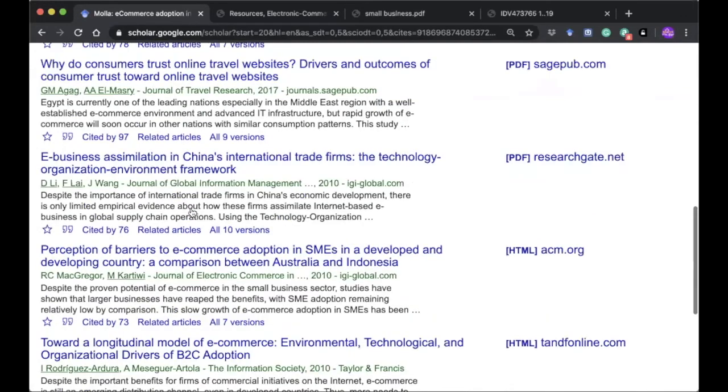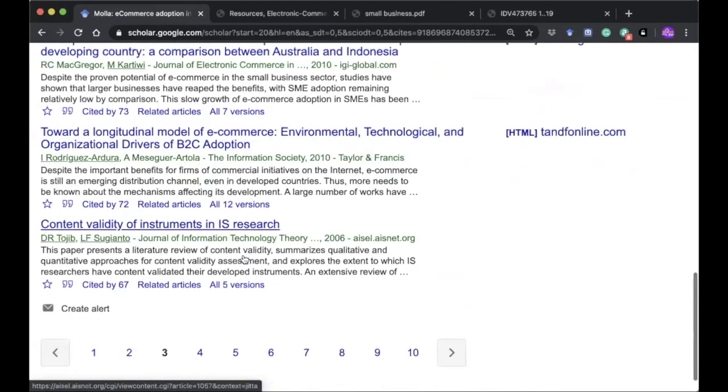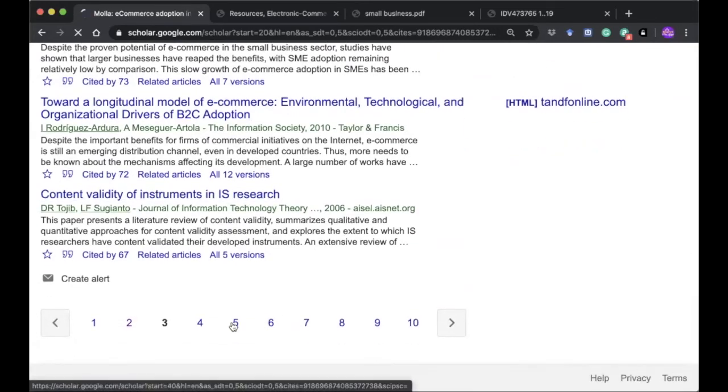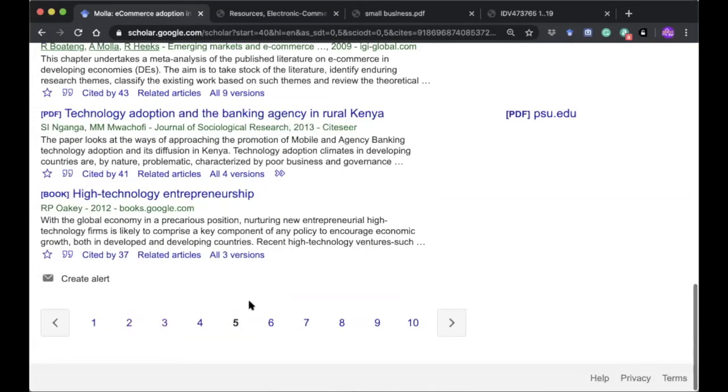What I'm just trying to emphasize here is I look at a longitudinal model of e-commerce, environmental, technological, and organizational barriers. This is also using it. It's coming from the actual work. Content validity of instruments used in IS research. Okay. It goes on and on. Over 600 papers in that area have used the paper.